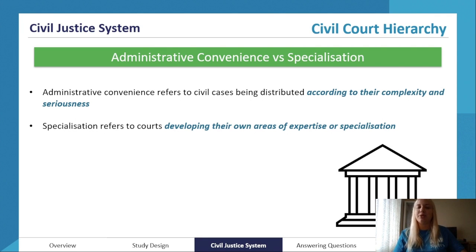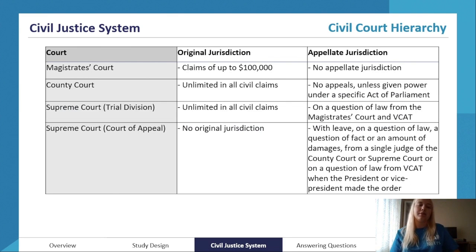So, what's the difference between specialization and administrative convenience? Administrative convenience refers to civil cases being distributed according to their complexity and seriousness, whereas specialization refers to judges hearing the same types of cases over and over again, and therefore developing their own areas of expertise or specialization. So you can see they're completely different. Specialization: skill, due to repeated exposure. Administrative convenience: distributing different types of cases to help reduce backlog and save time for the courts.